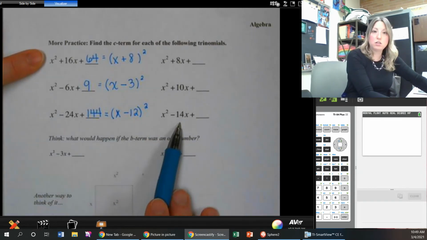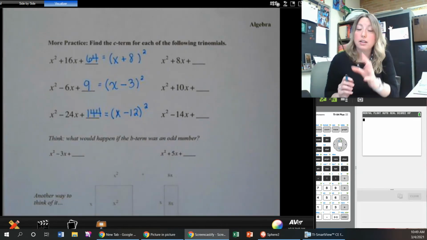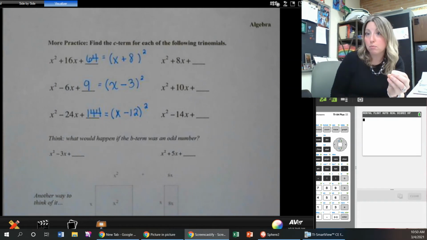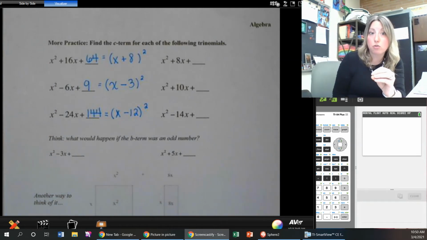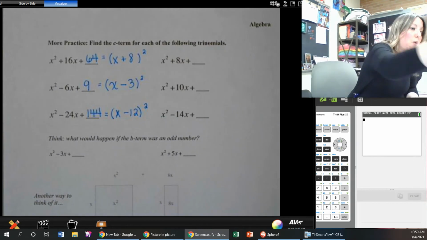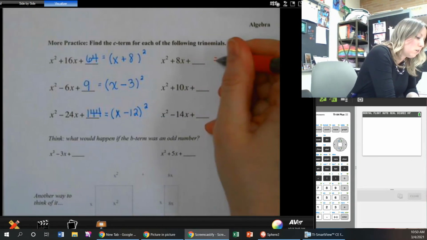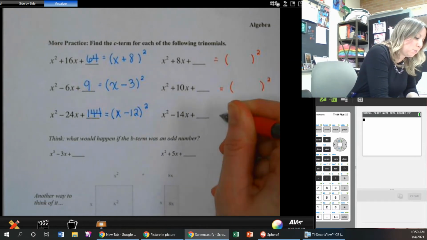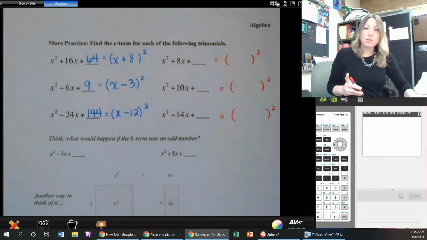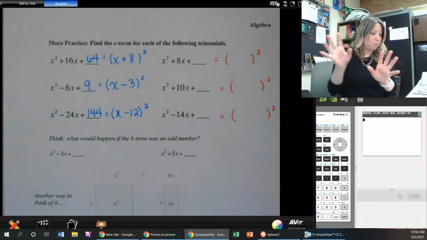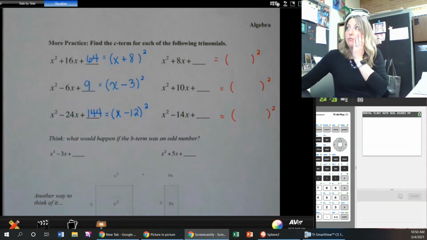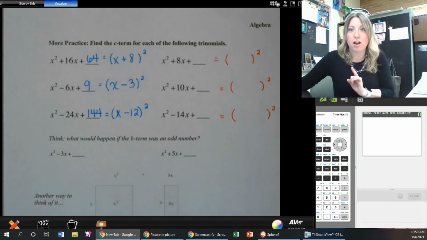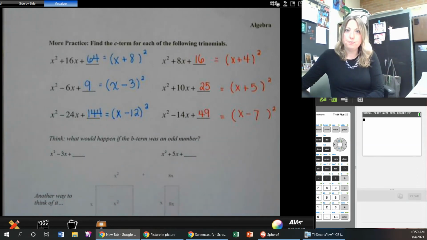Okay, so pause it. You try these: fill in the blank to give me that C term that makes this trinomial a perfect square trinomial. And then I want you to write it as the binomial squared it can factor back to be. I want you to do both of those things. So pause it right here and give that a try, and we'll talk about what's going on at the very end here.